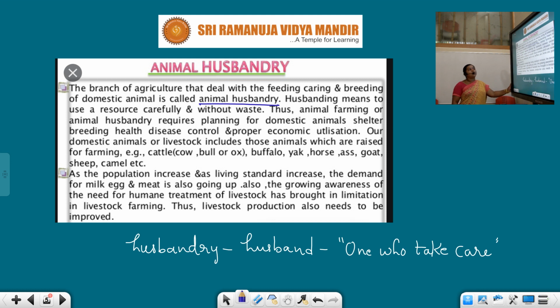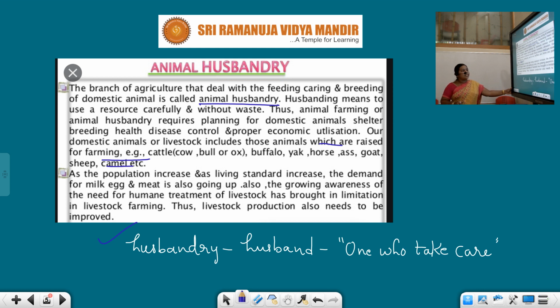Husbanding means using a resource carefully without waste. The word husbandry comes from husband, one who takes care. Thus animal farming or animal husbandry requires planning for domestic animals, shelter, breeding, health, disease control, and proper economic utilization. Our domestic animals or livestock include those animals which are raised for farming: cattle, meaning bulls, oxen, and cows, buffaloes, yak, horse, ass, goat, sheep, camel, etc. All these are reared animals.